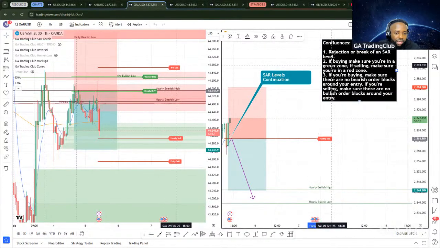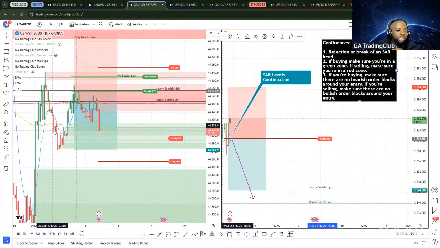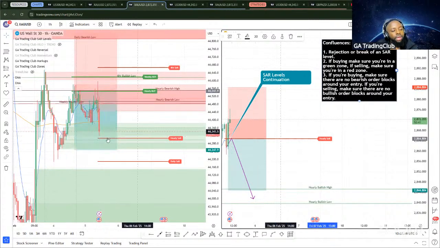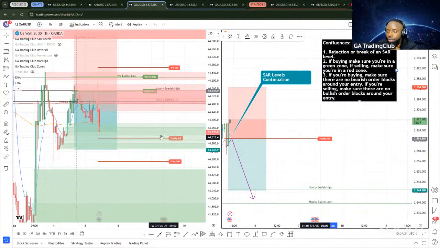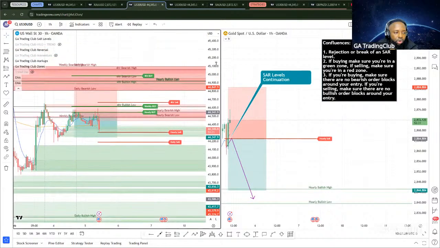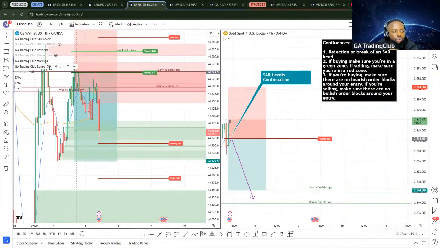And then confluence number two is if buying, make sure you're in a green zone. If selling, make sure you're in a red zone. So this particular one as well, if we do get that rejection and closure above, then again here, perfect, we're in a green zone. And then number three, do we have any bullish or bearish order blocks around our entries? No, we do not. So this would be an A setup.